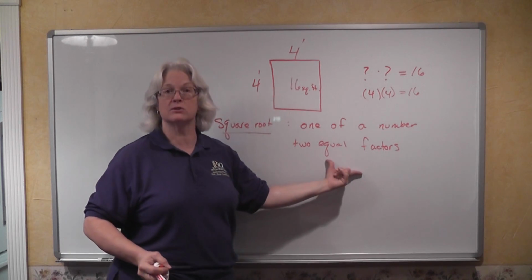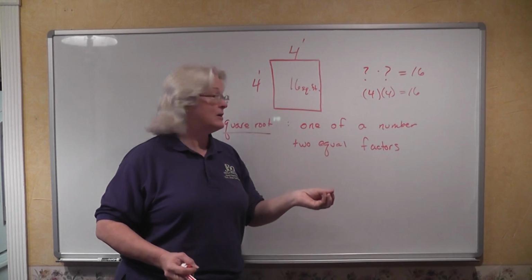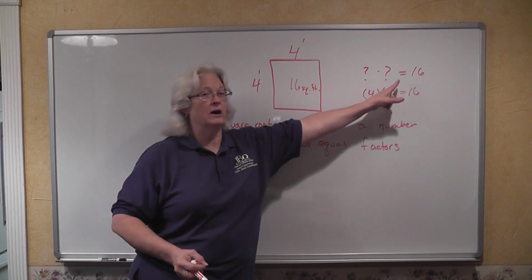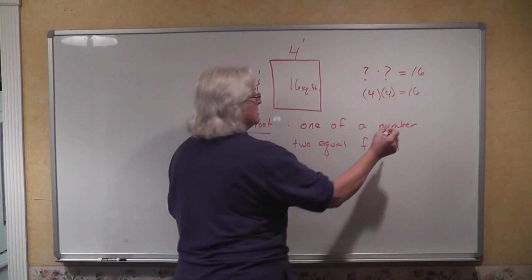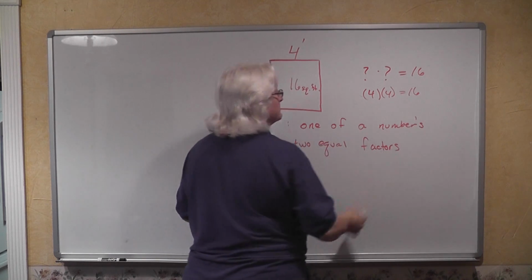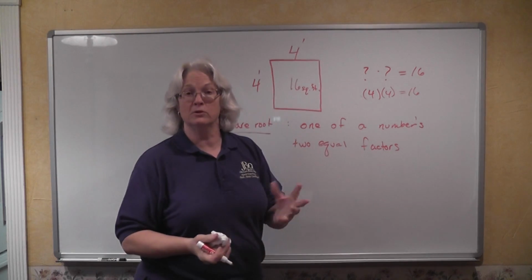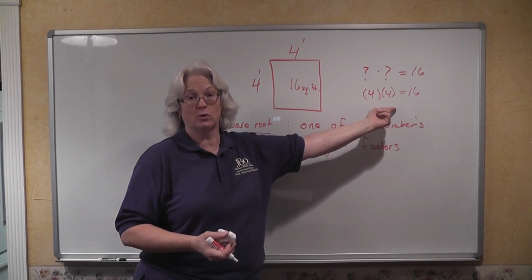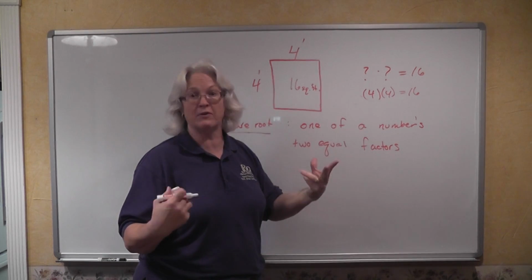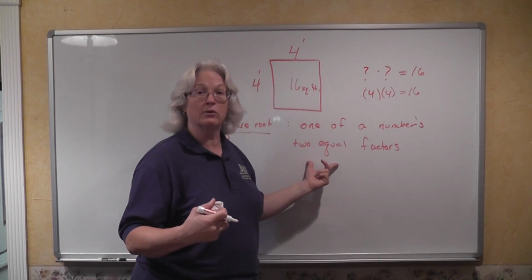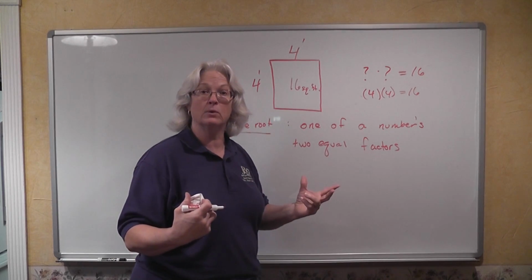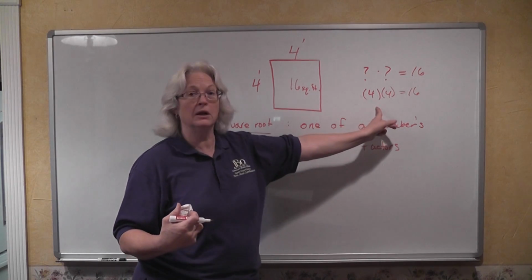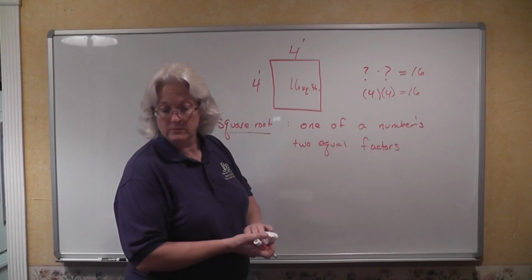And that's why we say that the square root of a number is one of the number's 2 equal factors. And what number are we using here? We're using 16. It's one of the number's 2 equal factors. There's 4 times 4. 1 times 16, those are factors of 16, but they're not equal. 2 times 8 is equal to 16, but they're not equal factors. So the square root of 16 is 4.